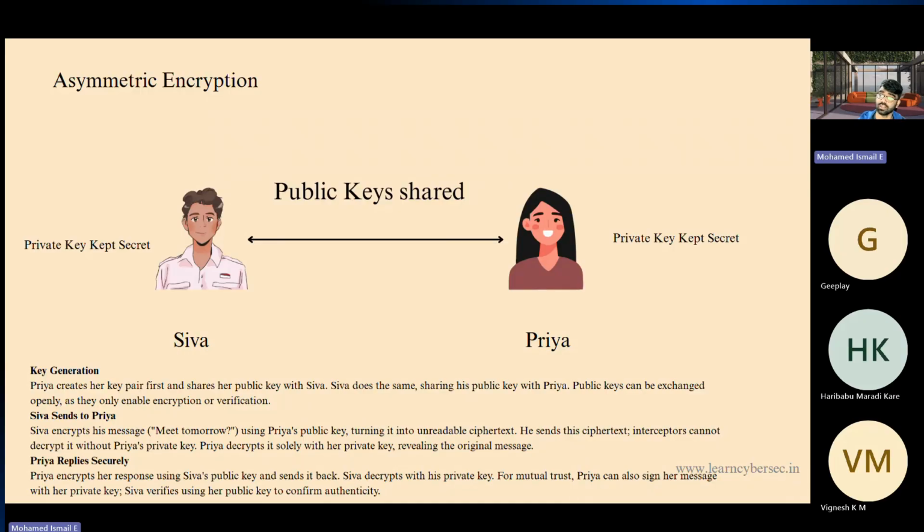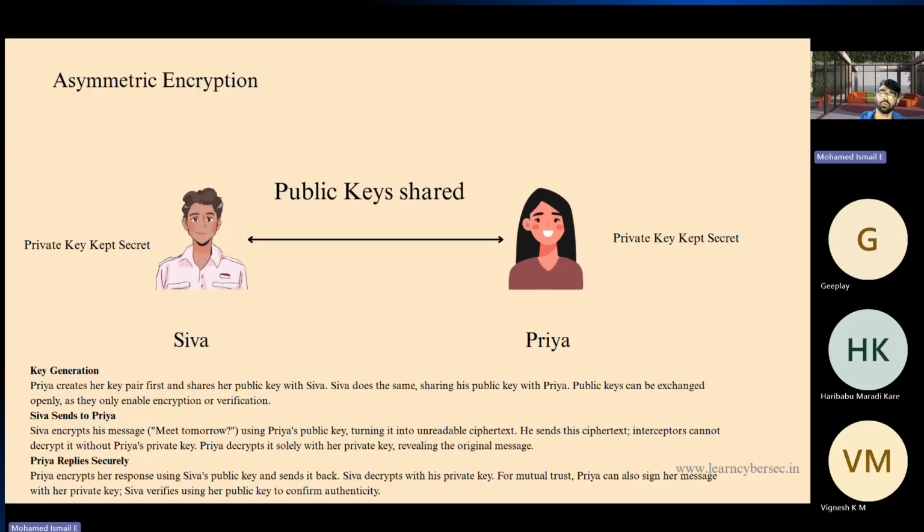Now Siva wants to send a message to Priya. What will happen? Siva encrypts his message, "Let's meet tomorrow," using Priya's public key, and sends the encrypted text to Priya. Only Priya can decrypt it using her private key. That way we meet the same requirement, confidentiality. Only Priya can decrypt. Siva uses her public key to encrypt, and Priya uses her private key to decrypt.